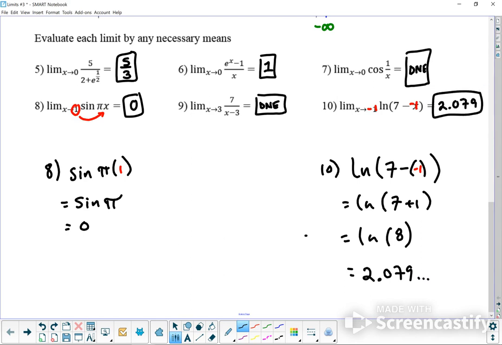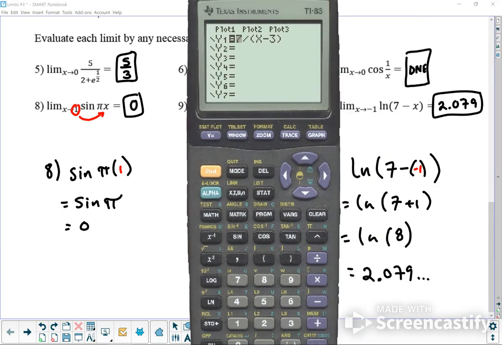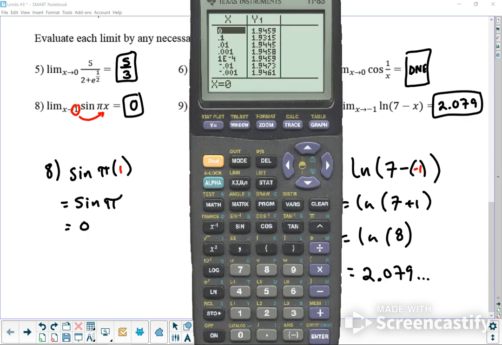That's my limit. Okay, if I graph it, actually let's do that. You'll see it. So if I graph it, ln of 7 minus x. Okay, so if I graph it, you can't really tell. It's a little weird, but as I approach negative 1, you see my little cursor is right here. So as I approach negative 1, it's going to be in that area. It looks roughly 2. But because I can't really tell, I'm going to go ahead and do a table.